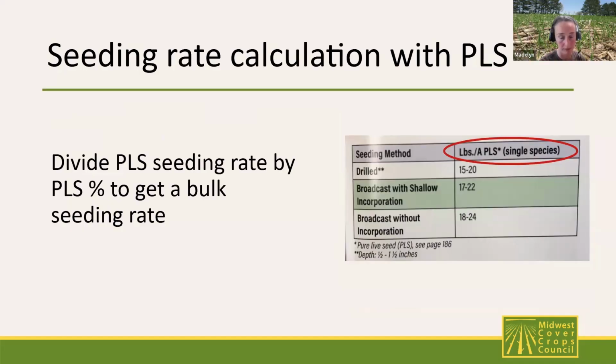We want to take that pure live seed percent and our seeding rate recommendation, which here is a screenshot of seeding rate recommendations from the seeding guide. These are in pure live seed. So in this case, the recommendation is 15 to 20 pounds per acre of pure live seed. We're going to take that seeding rate and divide it by our pure live seed percentage to get our bulk seeding rate, which is what we're actually going to be setting the drill at, or what we're going to be broadcasting. You can go to the next slide.